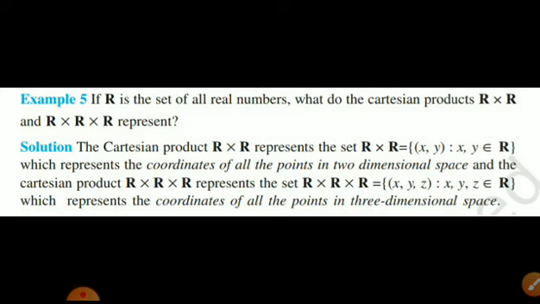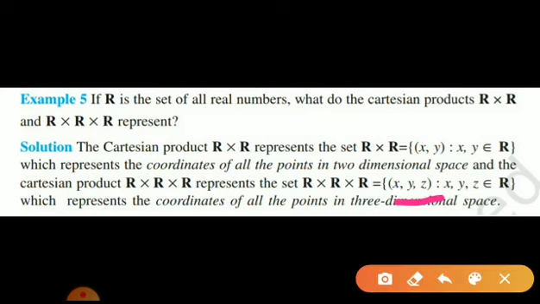Okay, it contains which elements? It contains (x, y, z) such that your x, y and z are the elements of again R. Okay, in general we can say that they are represented to point out your three-dimensional space. Okay.